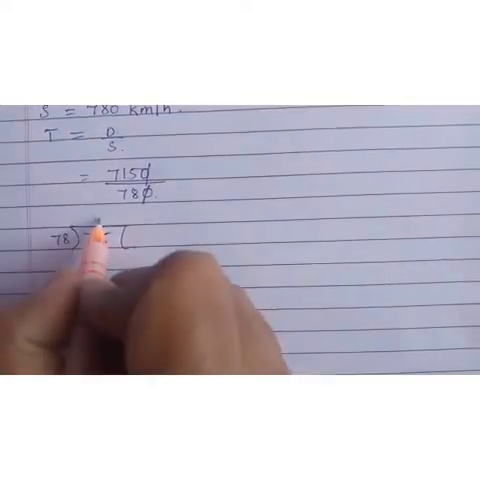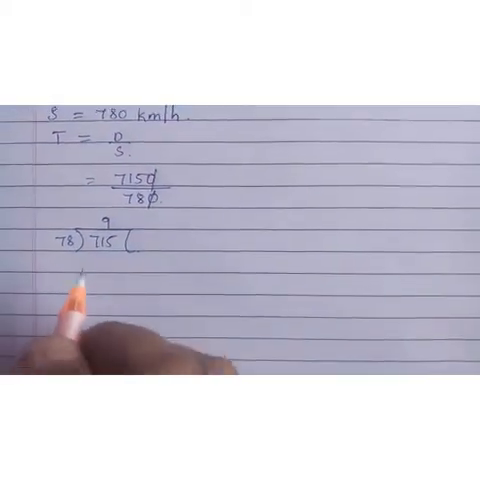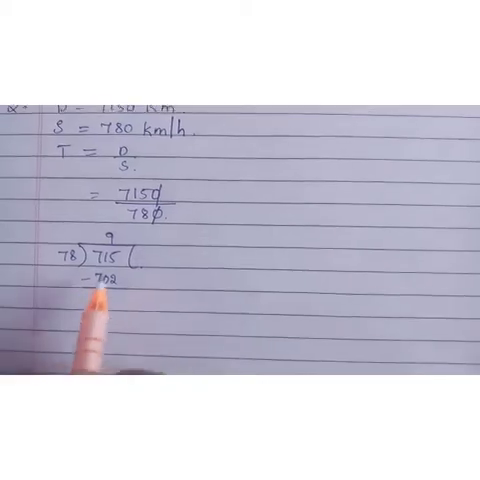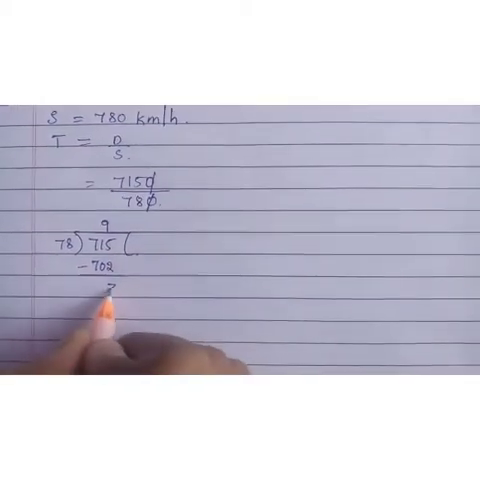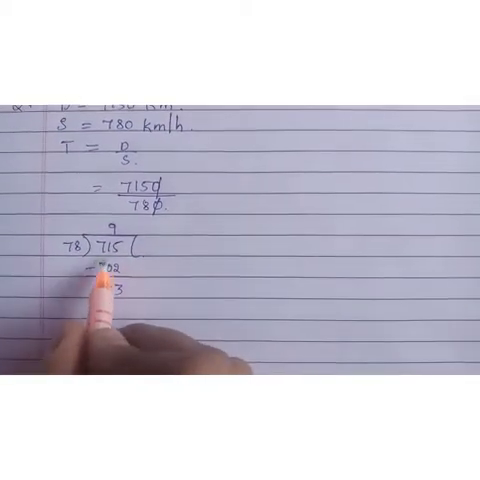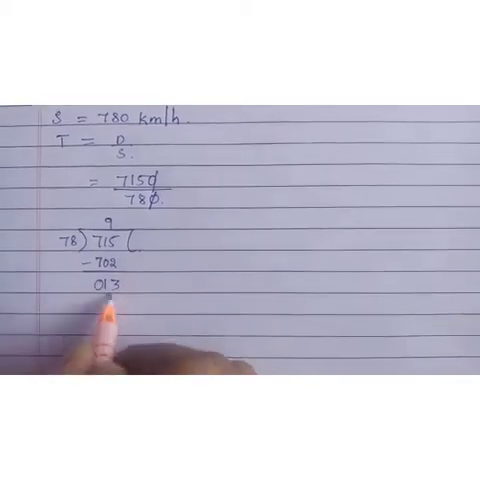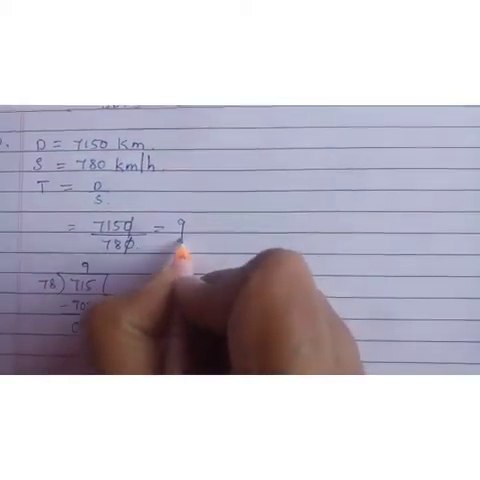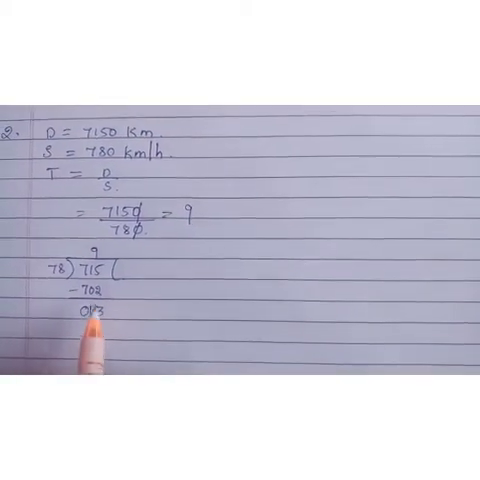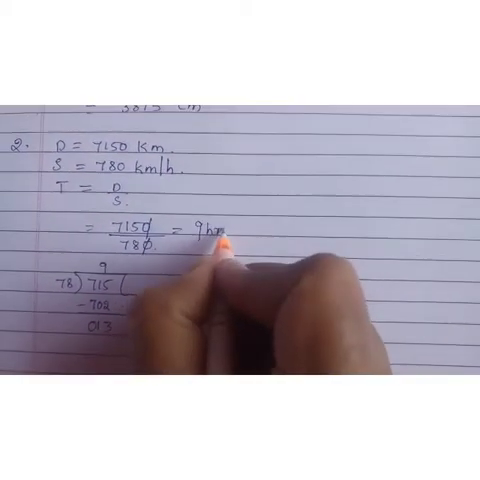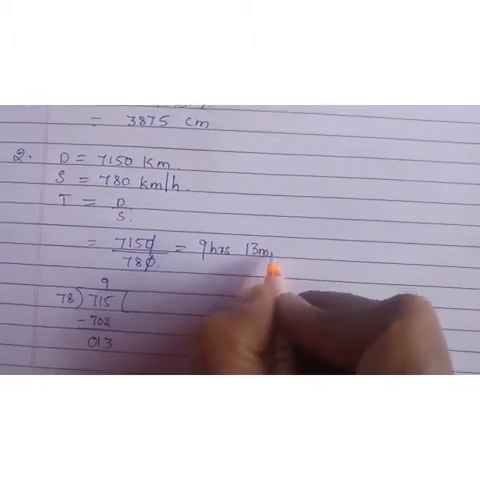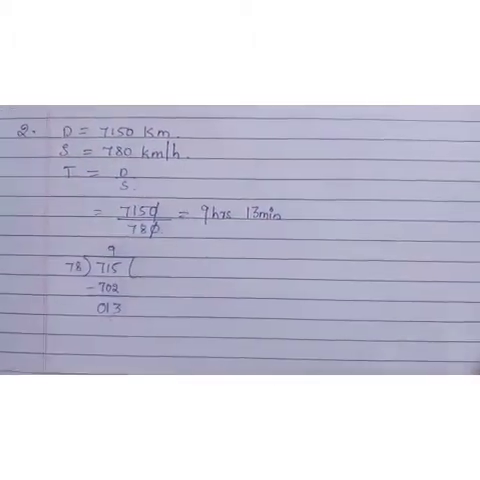Now divide this 715. 78 into 9, you get the answer 702. So children, 5 minus 2, I get 3. Next 1 minus 0, 1, and this one. So what is remaining now? That is 9 hours, and this is minutes. So 13 minutes. Is it clear, children?